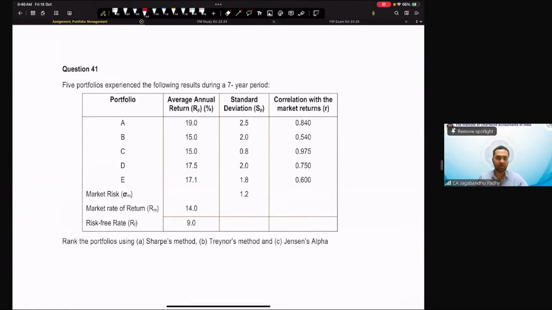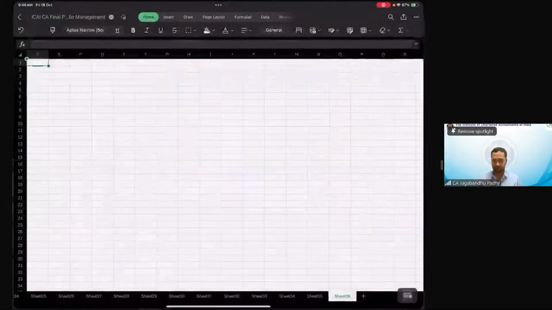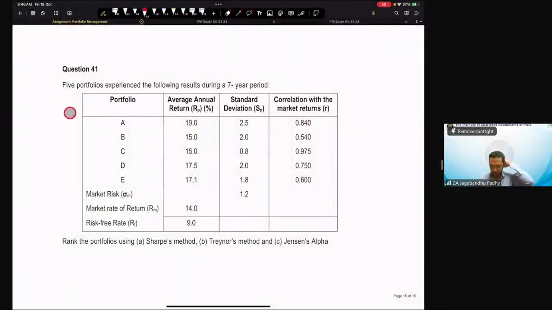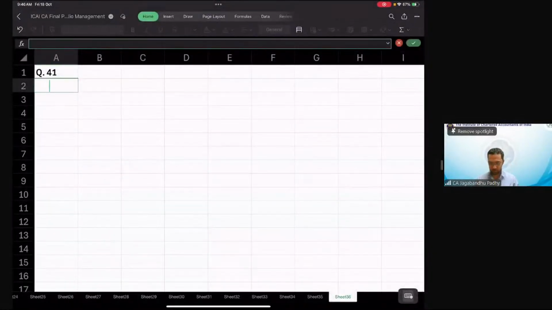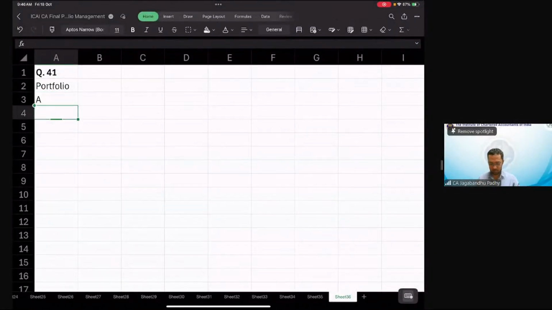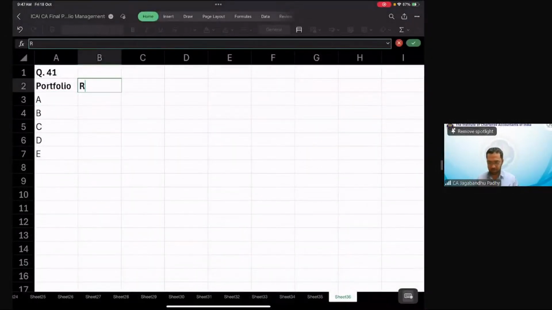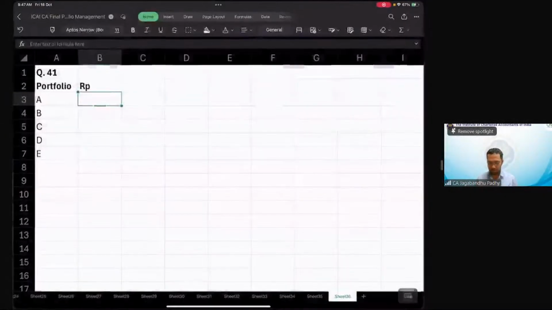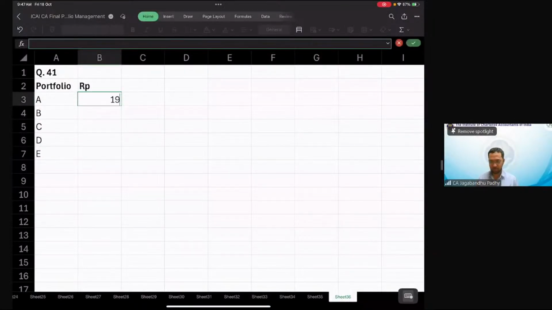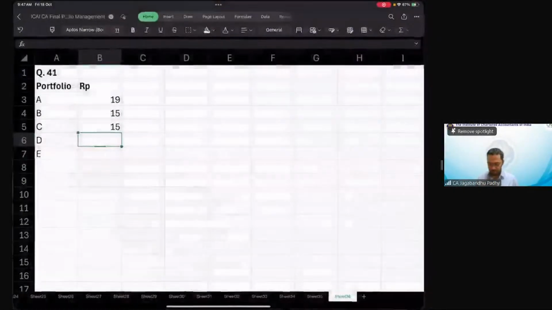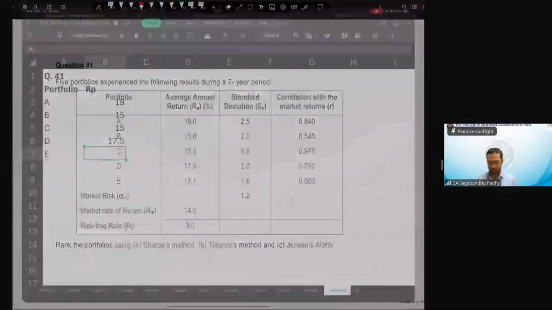Okay, let's look at question number 41. We have portfolios A, B, C, D, E. So there are 5 portfolios given to us. Average annual return: they have given us the return of the portfolios to be 19, 15, 15, 17.5, 17.1.